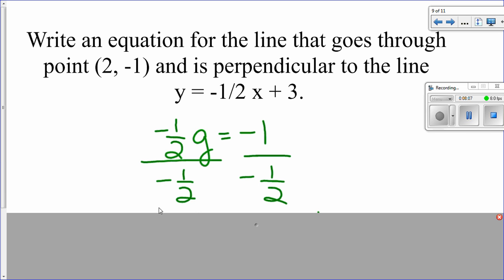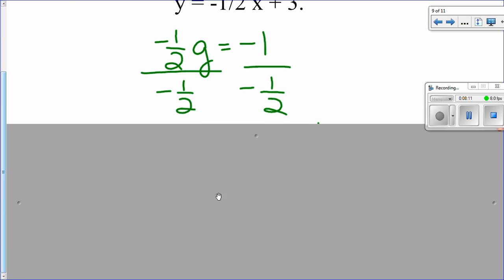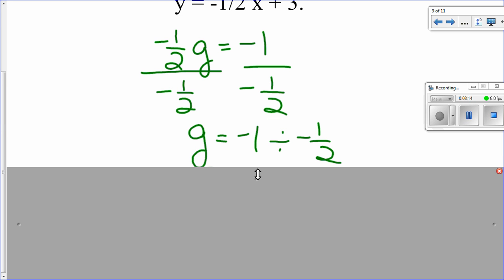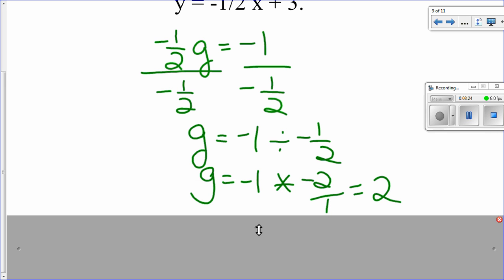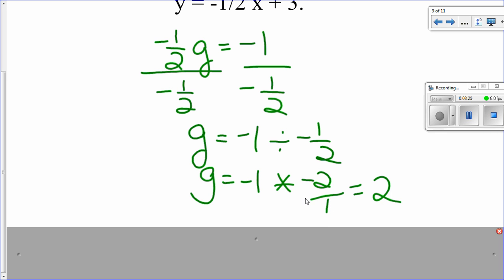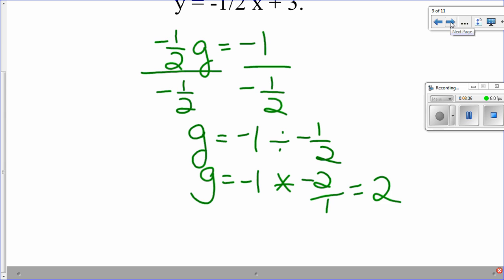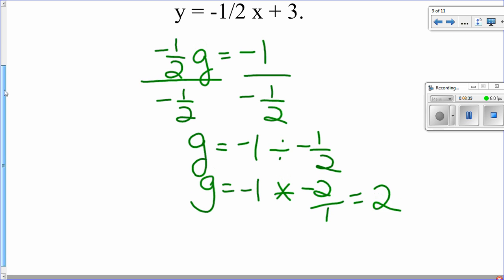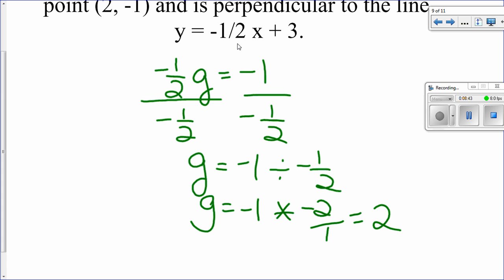We're going to divide each side by -1/2. I've rewritten it for you so it's a little easier for you to follow. On the left, we get g equals -1 divided by -1/2. When we divide by a fraction, we multiply by the reciprocal, and we end up with -1 times -2, which is 2. Okay, so our slope for the perpendicular line is going to be 2. Again, if you can jump from finding the slope here and saying, okay, if I multiply by 2, I'm going to end up with -1, that's my slope for the new line. You don't have to do all this work. If you don't see it automatically, though, these are the steps you're going to follow.